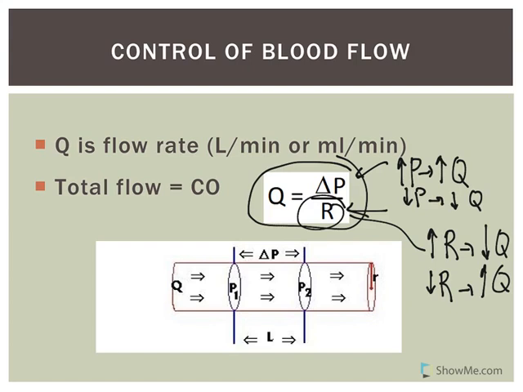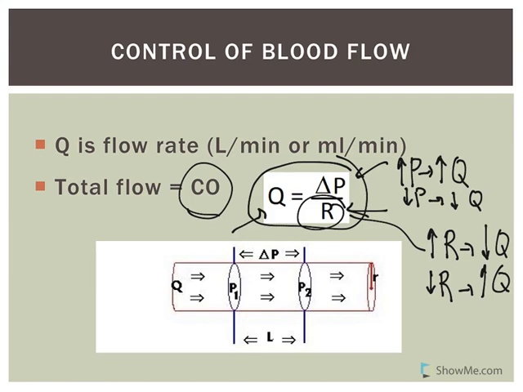Now, flow is a flow rate. It's a volume per movement time. Your total blood flow in your body is actually your cardiac output. So the sum of all the flows to all those different organs in your body, add them together, that is your cardiac output. What we're going to be looking at are things that will affect blood flow in an individual vessel. So we're going to be looking at this equation right here.